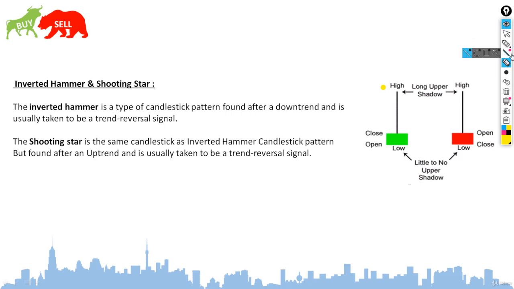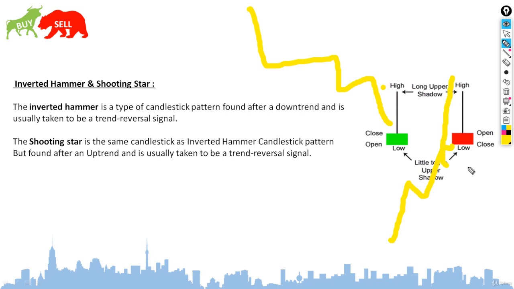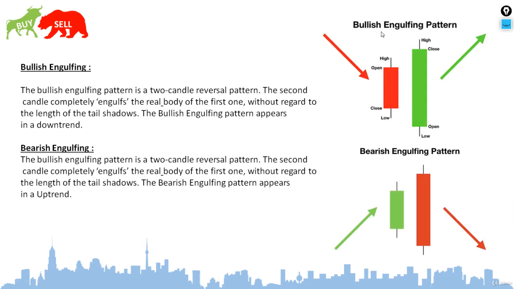If the trend is a downtrend, we name that an inverted hammer. If the trend is an uptrend, we name that a shooting star, and it usually signals a trend reversal. So if we see that and the next candlestick goes to confirm this candlestick pattern, generally the trend reverses. Next, we are going to see bullish engulfing and bearish engulfing.